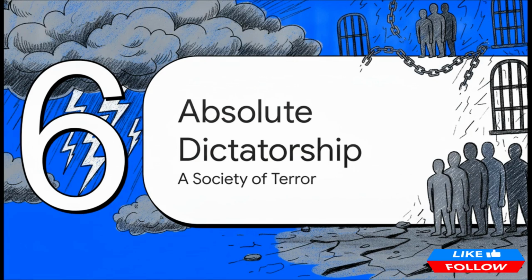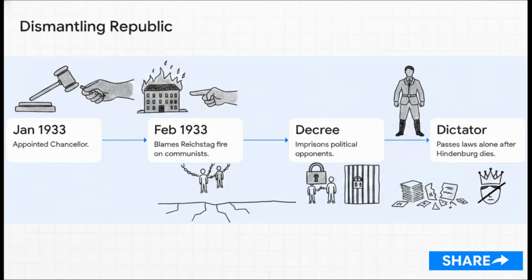And finally, Section 6, Absolute Dictatorship and Terror. Let's deconstruct exactly how unyielding terror was systematically implemented across an entire society. Step by step, right here on the board, we can literally see a republic being legally dismantled from the inside in just a matter of months. In January 1933, he gets appointed chancellor. Just 1 month later, the German parliament building, the Reichstag, is suspiciously set on fire. He immediately blames the communists, using the ensuing panic to convince President Hindenburg to sign an emergency decree. This allowed him to legally imprison his political rivals in the very first concentration camp at Dachau.